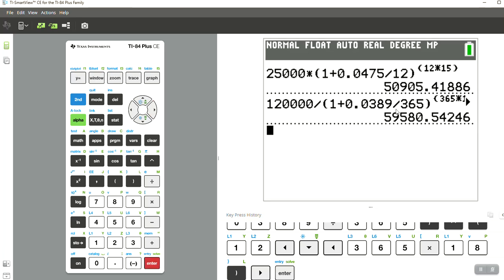You would have to put $59,580.54 into an account on day one that was earning 3.89% compounded daily for 18 years in order for it to grow to 120 grand. So that just shows you how easy it is to use a calculator, and do not round in the middle of the problem. You would want to only round at the very end of the problem. All right, I hope that helps.